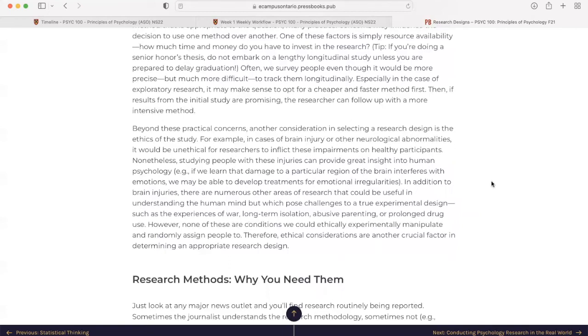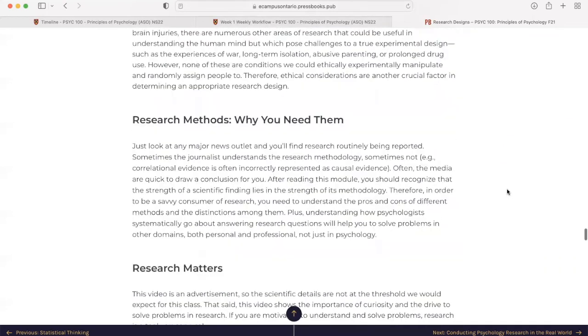In addition to brain injuries, there are a number of other areas of research that could be useful in understanding the human mind, but which pose challenges to a true experimental design, such as the experience of war, long term isolation, abusive parenting, or prolonged drug use. However, none of these are conditions we could ethically, experimentally manipulate and randomly assign to people. Therefore, ethical considerations are another crucial factor in determining an appropriate research design.